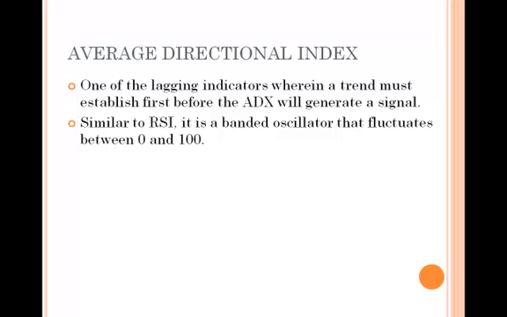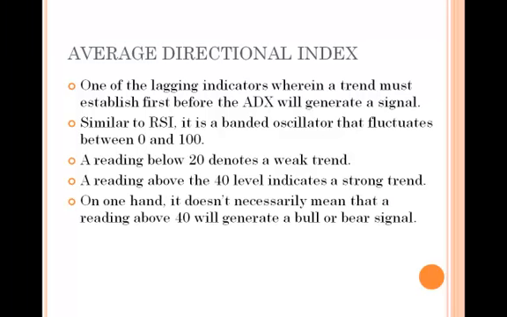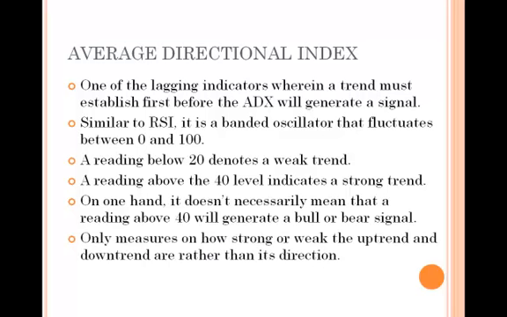Similar to RSI, or Relative Strength Index, the ADX is a banded oscillator that fluctuates between 0 and 100. A reading below 20 denotes a weak trend, while a high reading above the 40 level indicates a strong trend. Meanwhile, it does not necessarily mean that a reading above 40 will generate a bull or bear signal, for it only measures how strong or weak the uptrend and downtrend are rather than its direction.